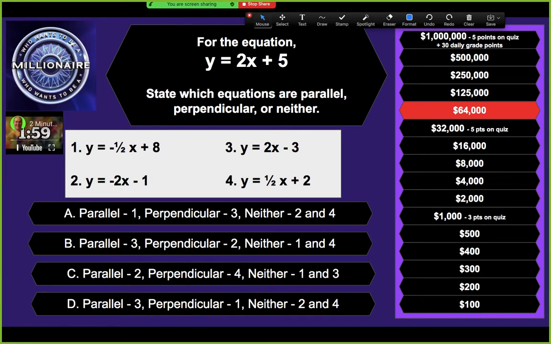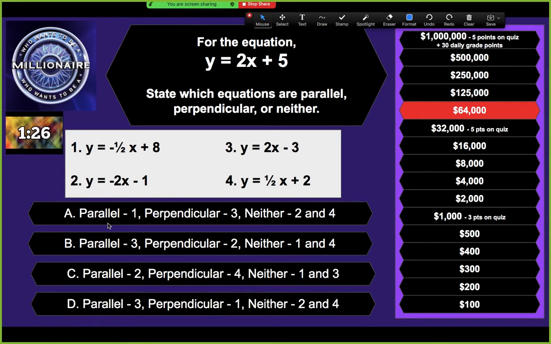This one is going to take you guys a while to do. Hopefully not. This is stuff that we just did on Monday. For the equation y is equal to 2x plus 5, tell me which of the equations that I put on this white box are parallel, which ones are perpendicular, and which ones are neither. All right, so the answer choices, we're looking at the slope. So you're looking at the number in front of the x.